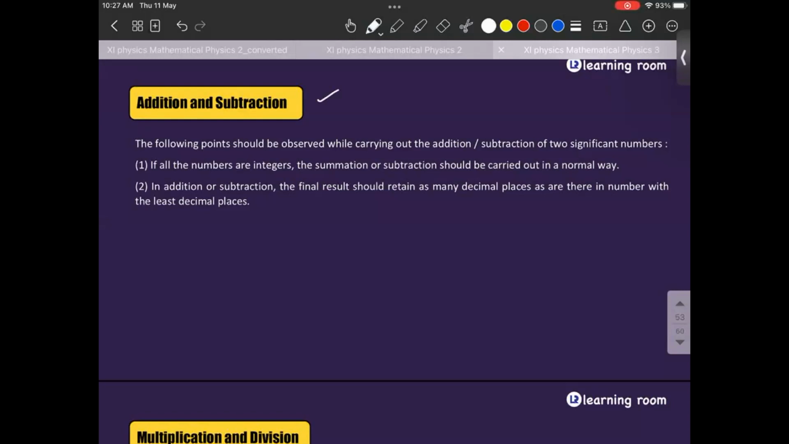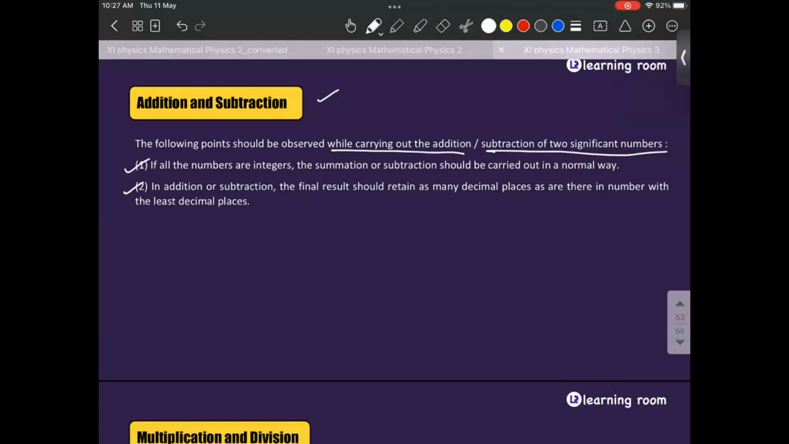See, the following point should be observed while carrying out the addition or subtraction of significant figures. If all the numbers are integers, the summation or subtraction should be carried out in a normal way. You're not going to worry about it. You're just going to add or subtract them like you do every time, right? But the challenge starts only when you have decimals and where the zeros are placed.